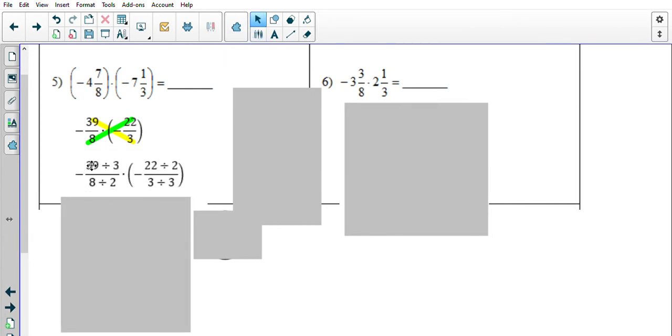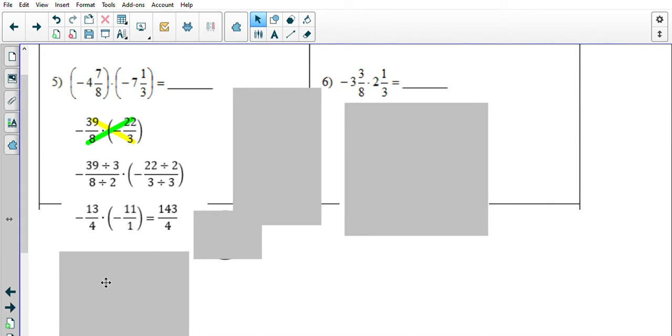So 39 divided by 3, 8 divided by 2, 22 divided by 2, and 3 divided by 3. So 39 divided by 3 is 13, 8 divided by 2 is 4, 22 divided by 2 is 11, and 3 divided by 3 is 1. Now I've got to multiply straight across here.